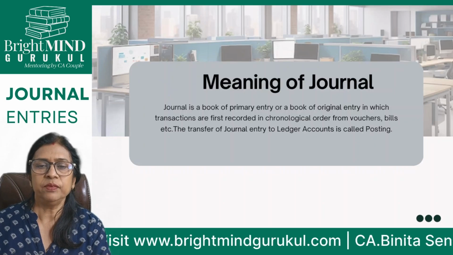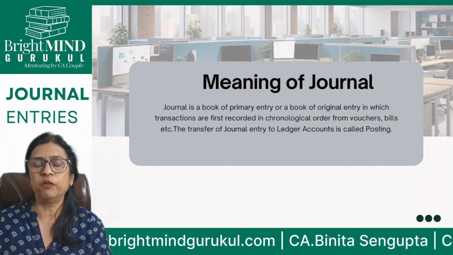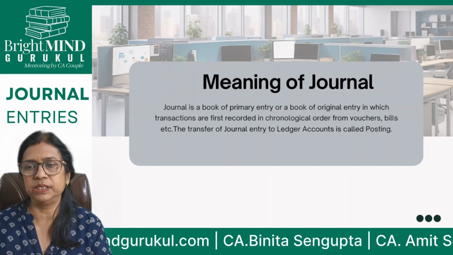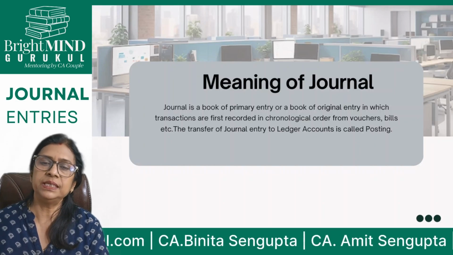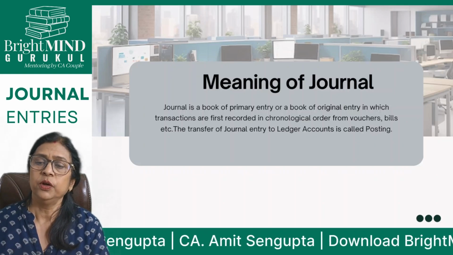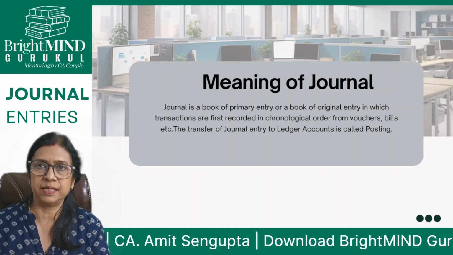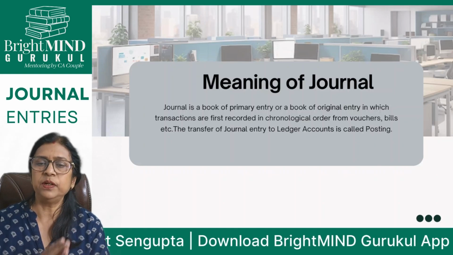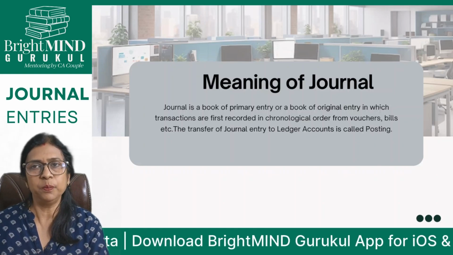So the meaning will be, the journal is the book of prime entry or the book of original entry in which transactions are first recorded in chronological order from vouchers, bills, etc. And the transfer of the journal entry to the ledger is called posting.